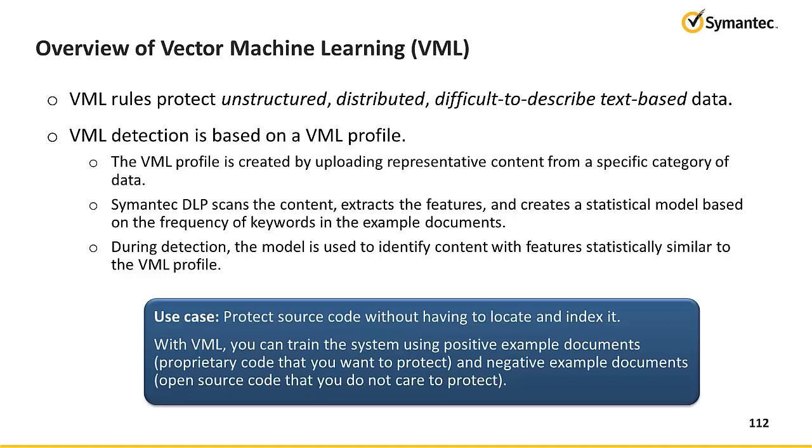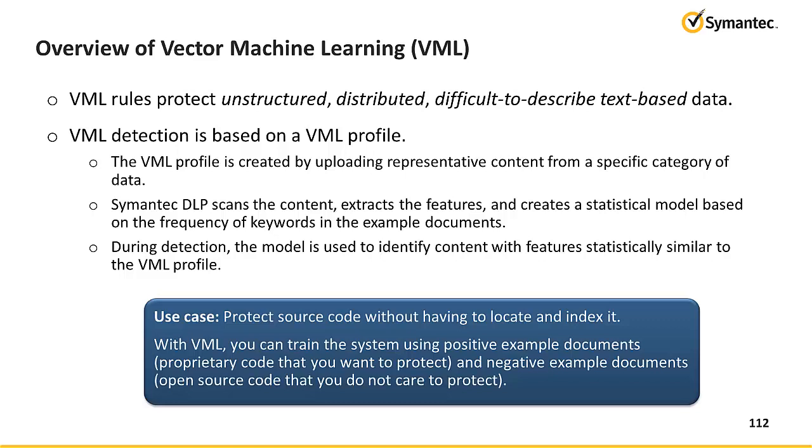Unlike other detection technologies, with VML it is not necessary to locate and fingerprint all of the data that needs to be protected, nor is it necessary to describe it and risk potential inaccuracies. With VML, the system is trained to learn the type of content it needs to protect based on example documents. VML detection is based on a VML profile. A VML profile is created by uploading a representative amount of content from a specific category of data.